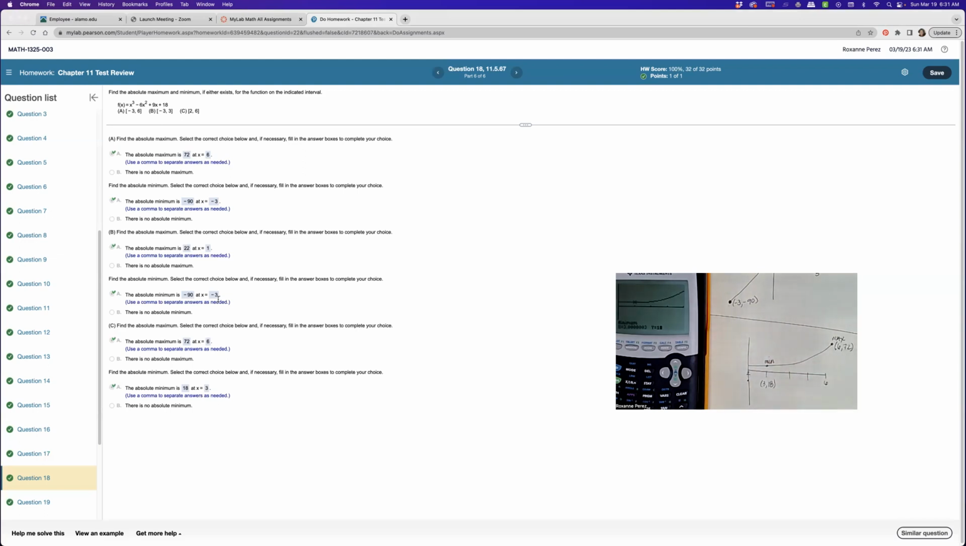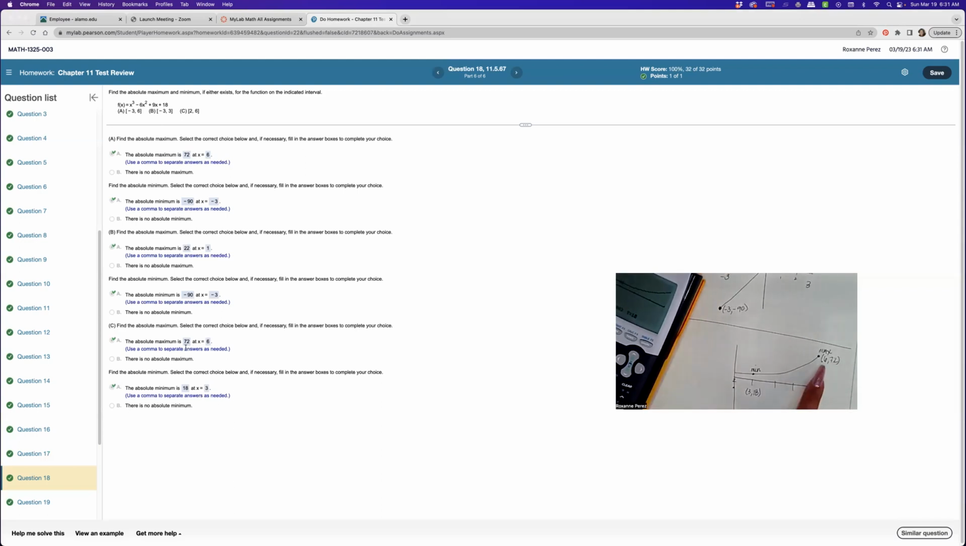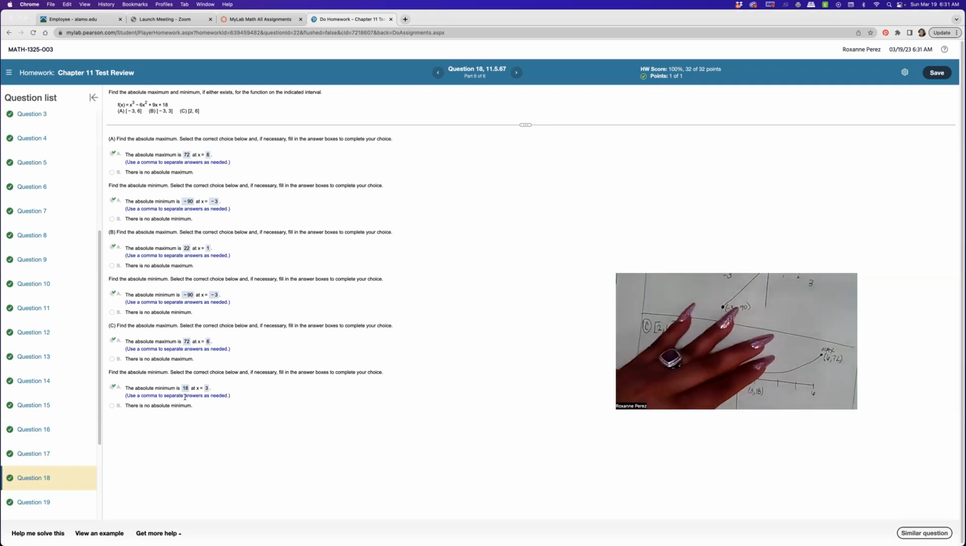Okay. And so again, part C, the absolute maximum is 72 at x equals 6. The absolute minimum is 18 at x equals 3. All right, that's problem 18. Question 19.